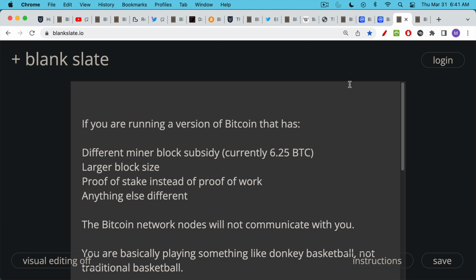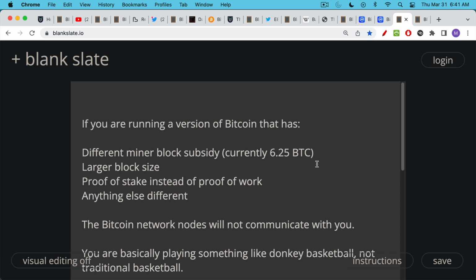And so if you're running Bcash software or BSV software, or if you're running any version of Bitcoin that has something different, so if it has a different miner block subsidy, maybe the miners are being paid more or less than 6.25 Bitcoin, if it has larger block sizes like Bcash and BSV do, if it's running on proof of stake in the way that the Ripple folks, Chris Larson, wants Bitcoin to transition from proof of work to proof of stake, if it's running a different consensus algorithm or anything else that's different, basically the nodes on the Bitcoin network running Bitcoin Core will just refuse to communicate with you.